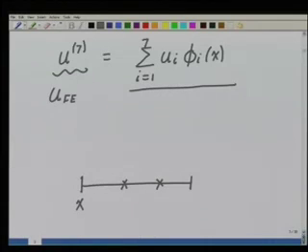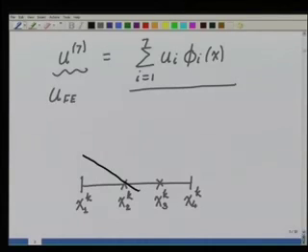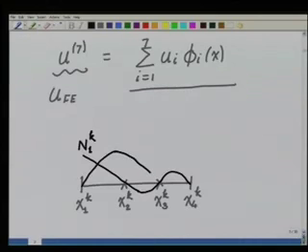Okay. So this is x1. If this is my element k, this is x1 of element k, x2 of element k, x3 of element k, x4 of element k. So now at the element level, what is going to be my n1? This is my n1 of element k, n2 of element k, this is n2 of element k.